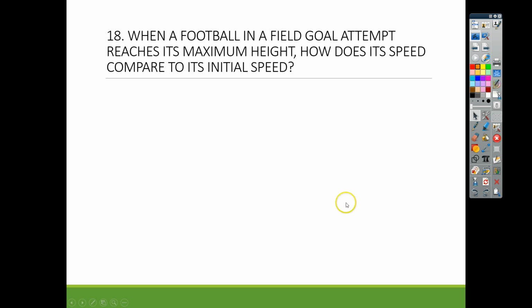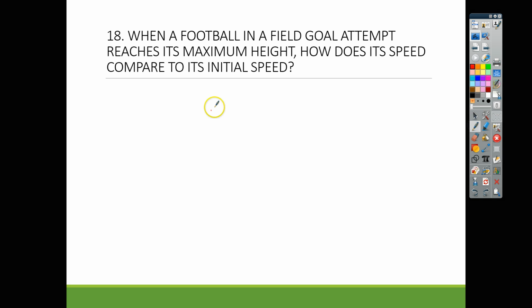For number 18, it says when a football in a field goal attempt reaches its maximum height, how does its speed compare to its initial speed? For this one, your speed at the top is only in the x direction. Its speed down here when it's kicked is in the x direction, and it's also in the y direction. So we have a Vx and we have a Vy. And if I add these two vectors together, I get this longer arrow.